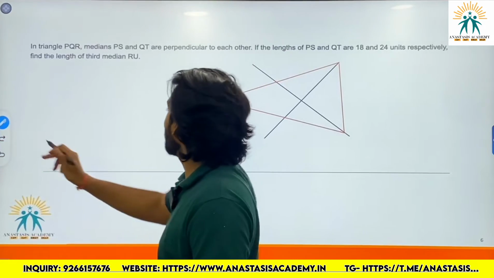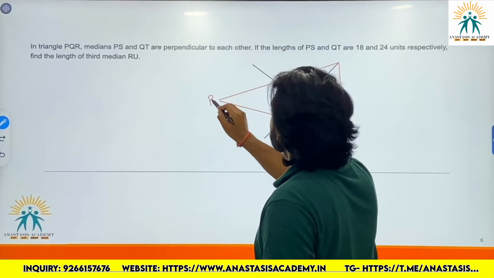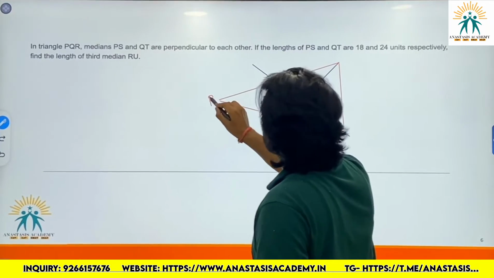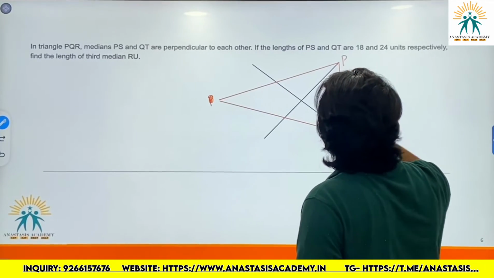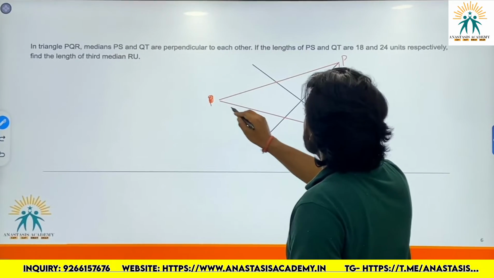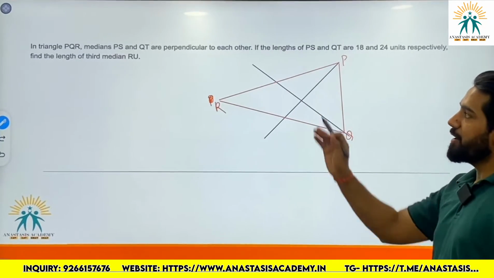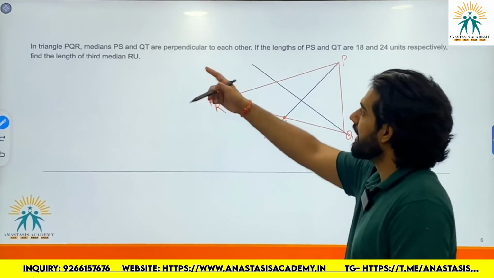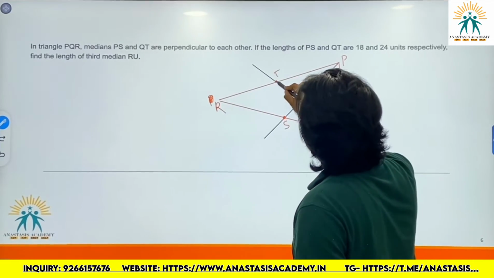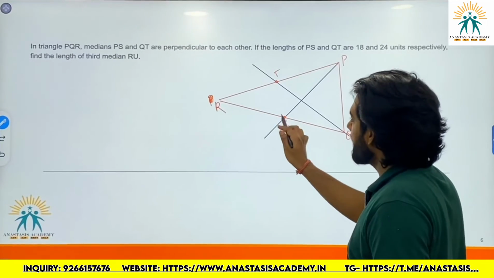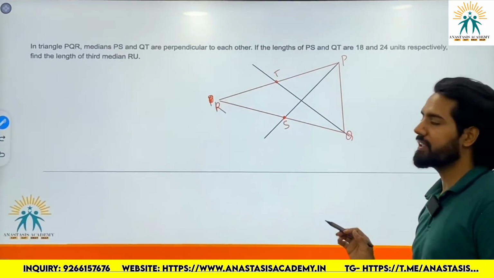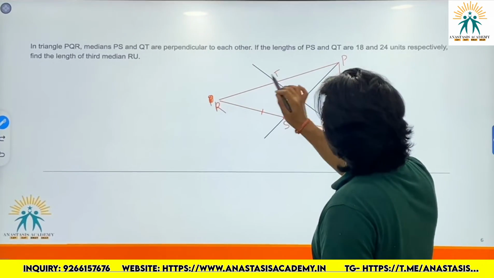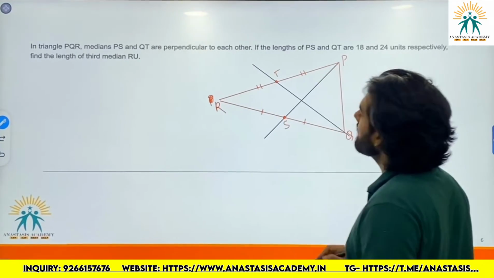This is triangle PQR. So this is P, and sorry, this is not P. Let's just call it P, and this is Q, and this is point R. This is median PS, and this is median QT. These are medians. So if these are medians, then S is the midpoint of this line RQ. So this length would be equal to this length, and T is the midpoint of this side. So this length is equal to this length.